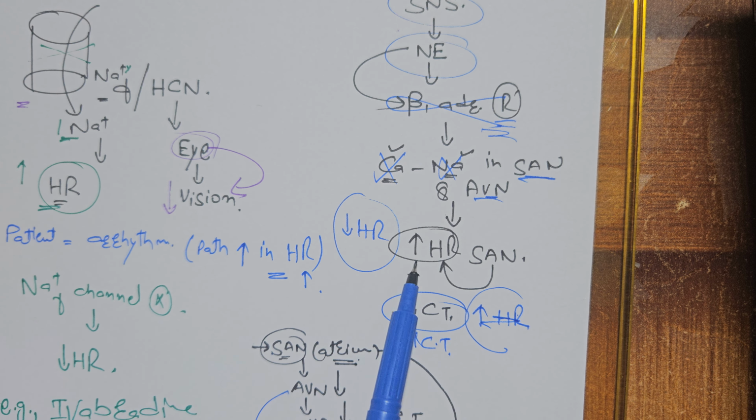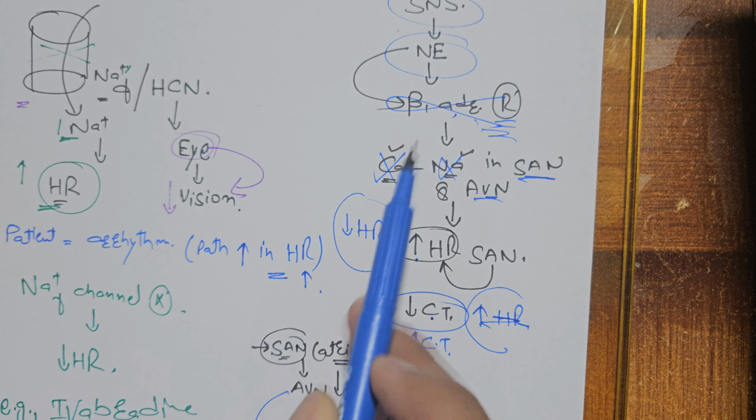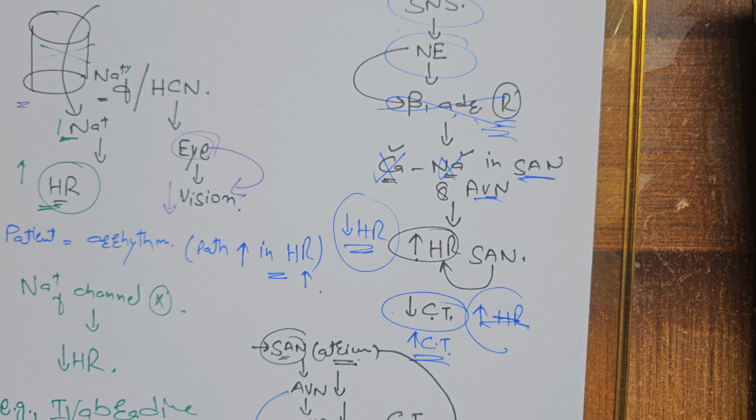The sympathetic nervous system increases heart rate and decreases conduction time through these receptors. We blocked these receptors, so heart rate will decrease and conduction time will increase. Is that clear?